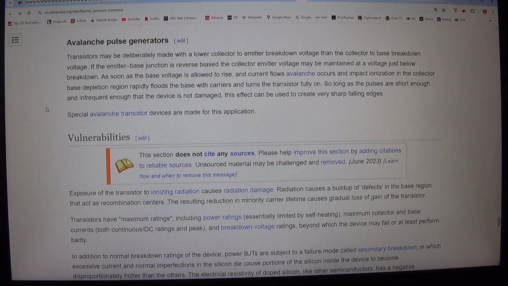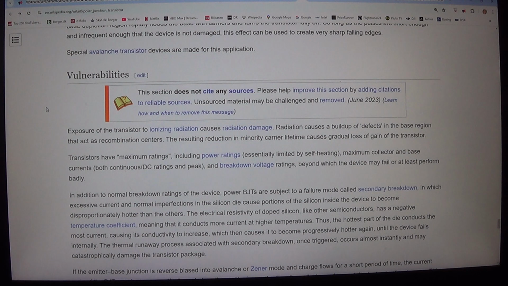Vulnerabilities, edit. This section does not cite any sources. Please help improve this section by adding citations to reliable sources. Unsourced material may be challenged and removed. June 2023, learn how and when to remove this message.